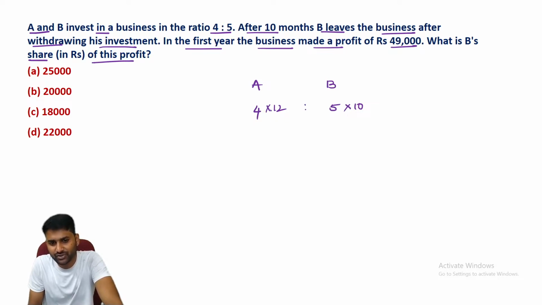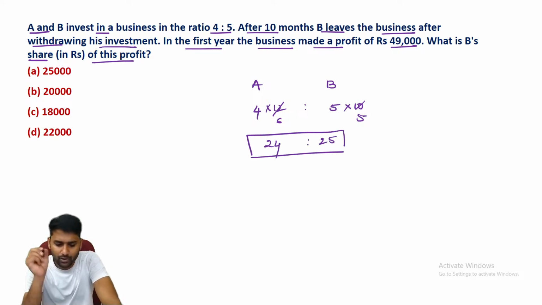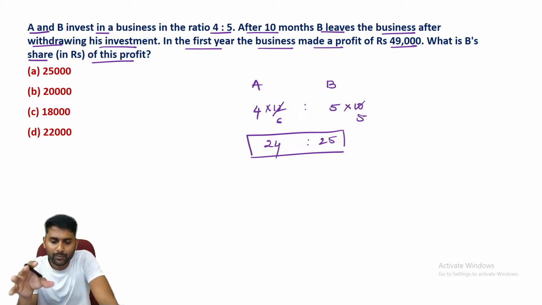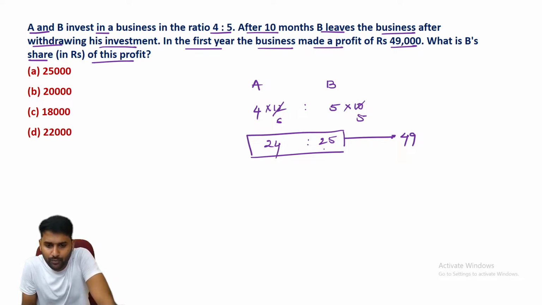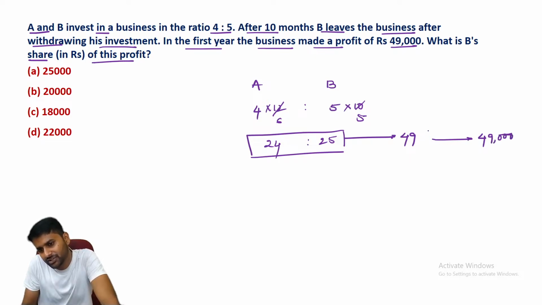What is the respective ratio here? Here, 4 times 12, and 5 times 10. The respective ratio is 48 is to 50, which simplifies to 24 is to 25. At the end of 1 year, they are going to divide their profits in the ratio of 24 and 25. The question: in the first year, the business made a profit of 49,000. We go for a total of 49 units of profit. A will get 24, B will get 25. 49 becomes 49,000. Then each unit is exactly equal to 1,000.